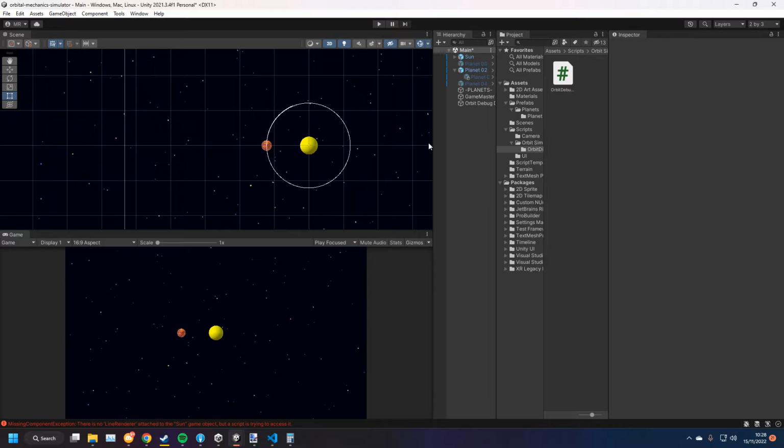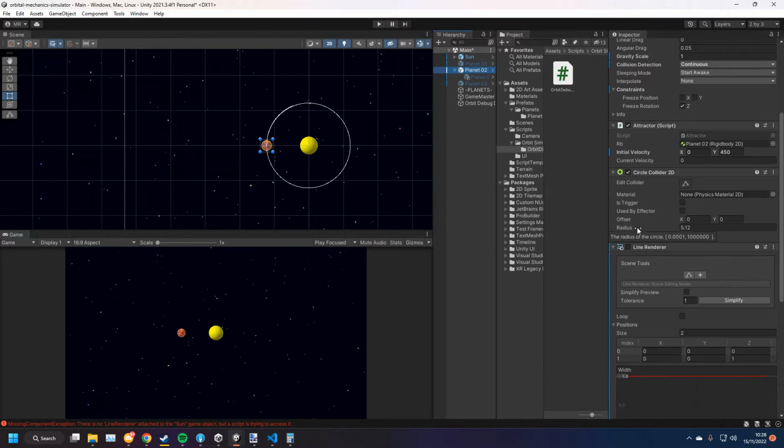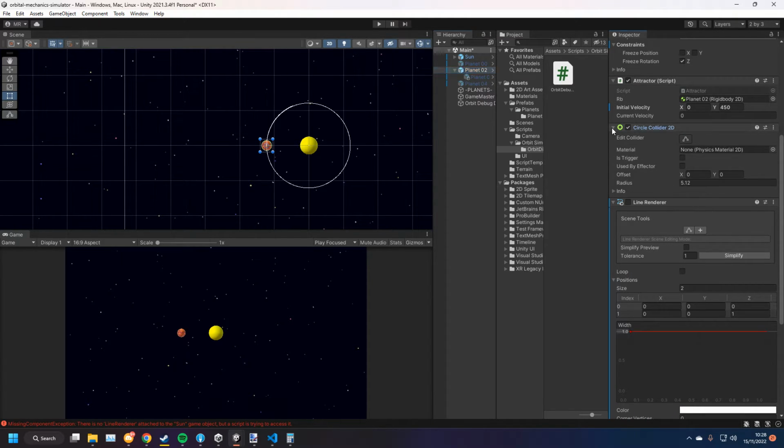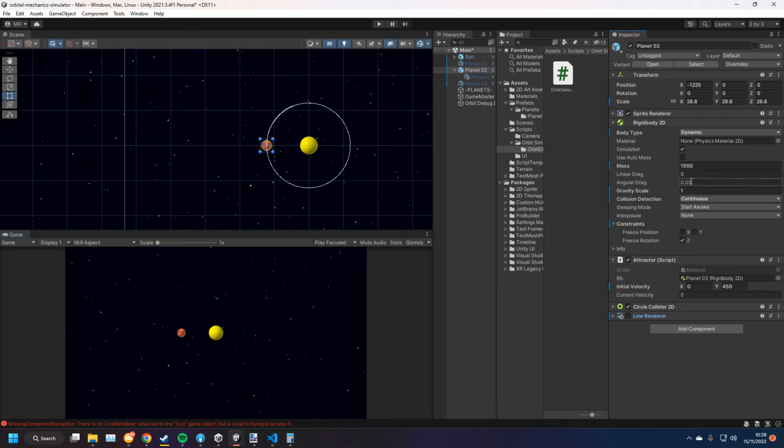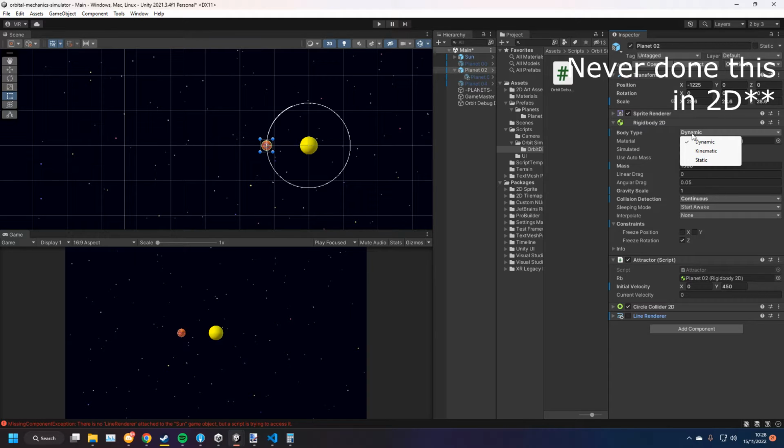And then I just thought, maybe I've missed something. Maybe it's something on the actual planet itself. So I was looking through. I was like, that's 450, that's fine. The collider's not doing anything, that's fine. The line renderer's fine. I was like, okay, let's take a look at the rigid body. I was like, okay, that's dynamic. Keep in mind, I've never done this in 3D before. I've never worked in 2D before, to be fair.